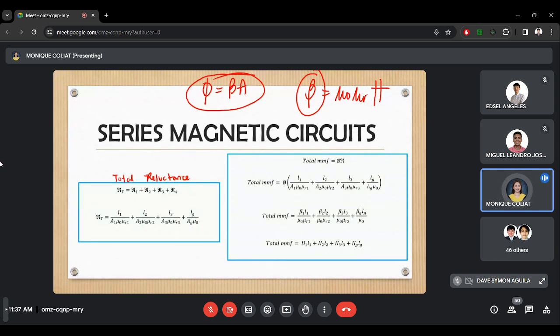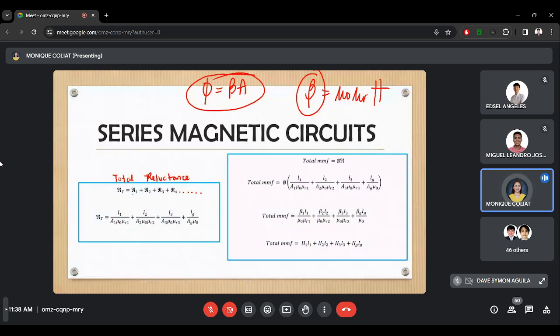So to get the total reluctance in series, you just have to add everything. Additive siya. Reluctance per material. Okay, so R total is equal to R1 plus R2 plus R3 plus R4. Okay, so material 1, material 2, material 3, and so on. Kahit gaano kadami yan, i-add nyo lang siya. Okay? So, and so on.